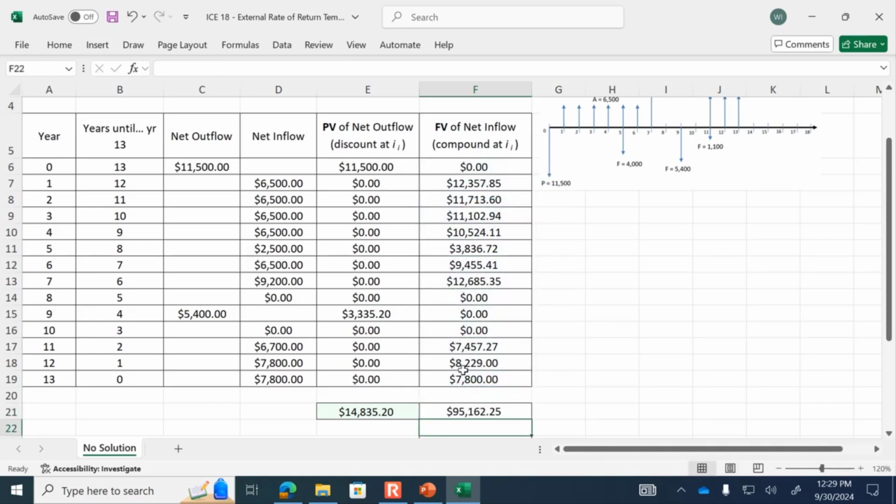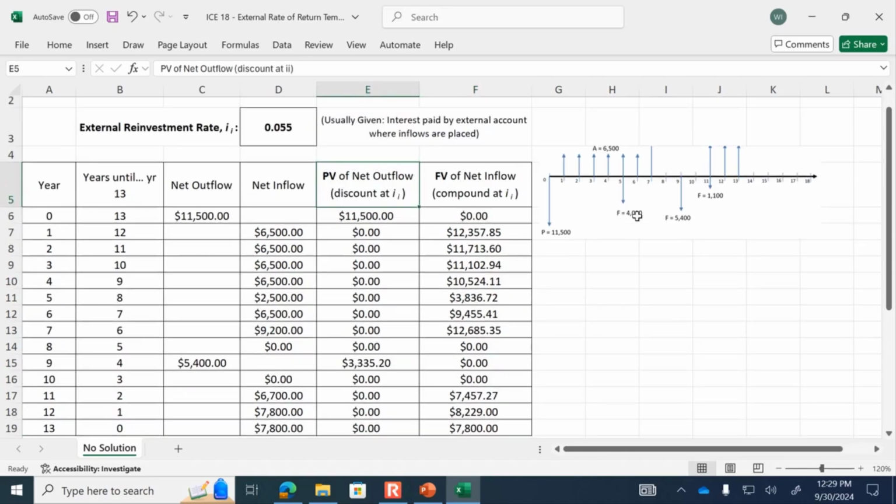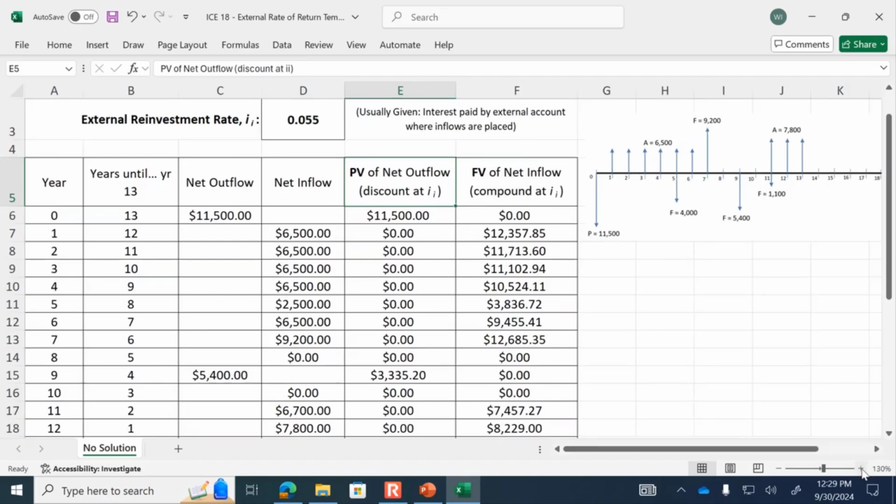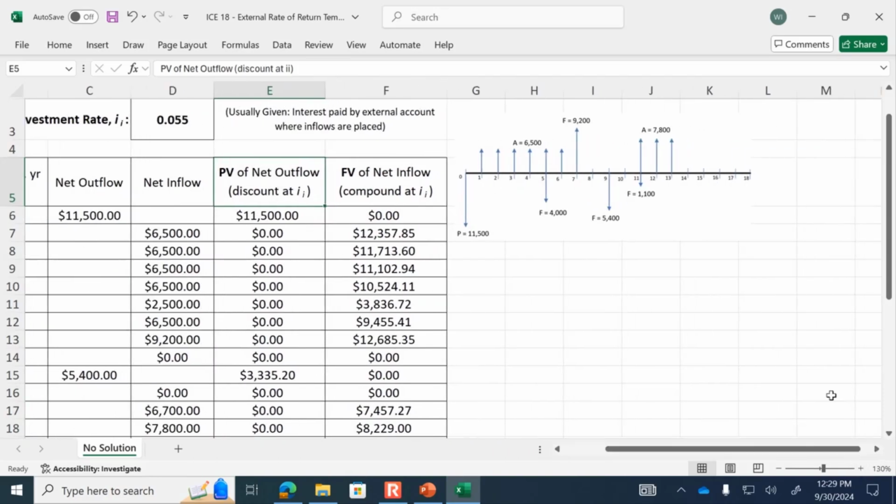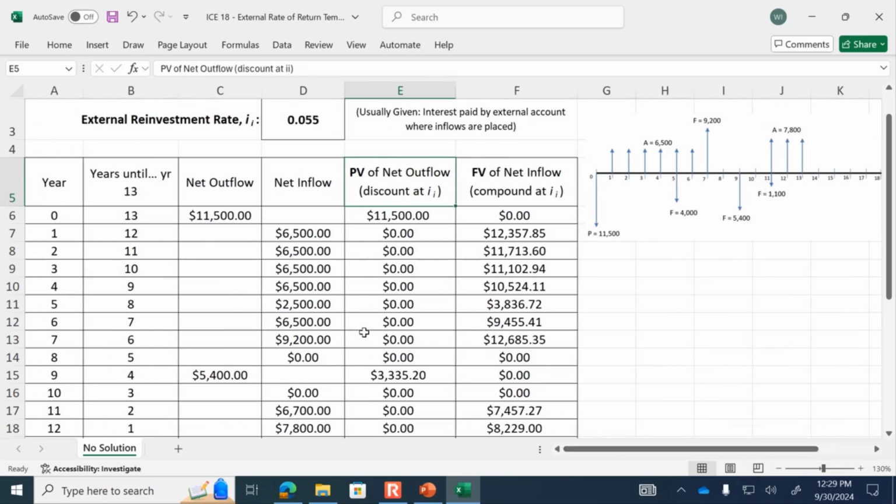Okay, so the present worth of the net outflows is $14,835. So by net outflows, what that means is we aren't actually going to have a net outflow for year 5 or year 11, because there are inflows those years that are greater than the outflow. So you need to subtract the two and just have the inflow be less in those years.